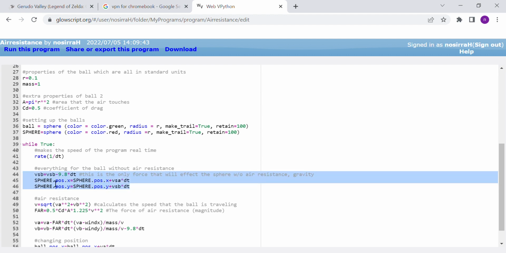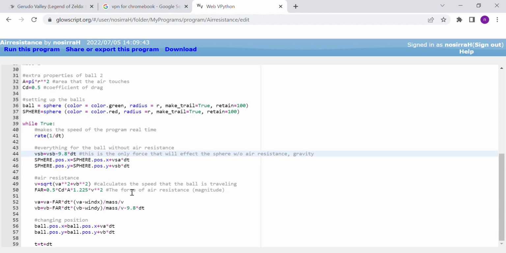There's only one force, and that is gravity. So the velocity, the sphere velocity over here, is just subtracted by 9.8 times dt. That isn't true for position, and then we do a very different thing for the ball with air resistance.